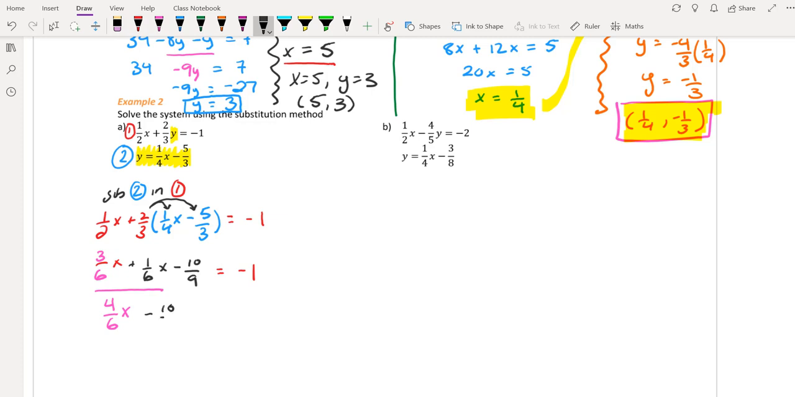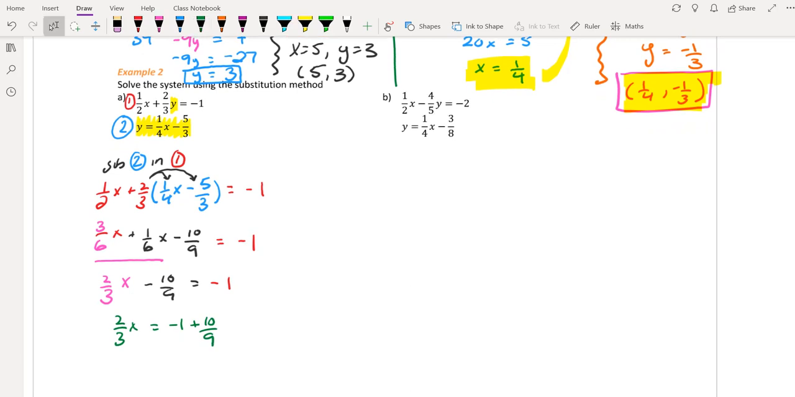minus 10 over 9 is equal to negative 1. The 4 over 6 can be simplified. We can divide both numbers by 2. So we can get that down to 2/3. Okay. We move our number to the other side. So we have negative 10 over 9. To move it to the other side, we have to add 10 over 9. So it becomes 2/3 x is equal to negative 1 plus 10 over 9.